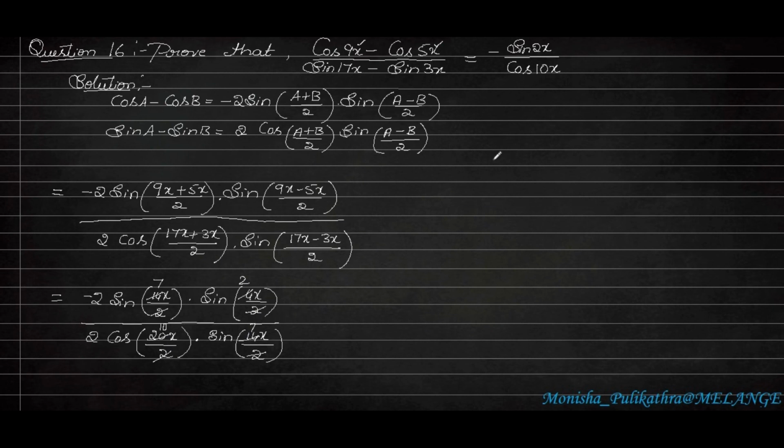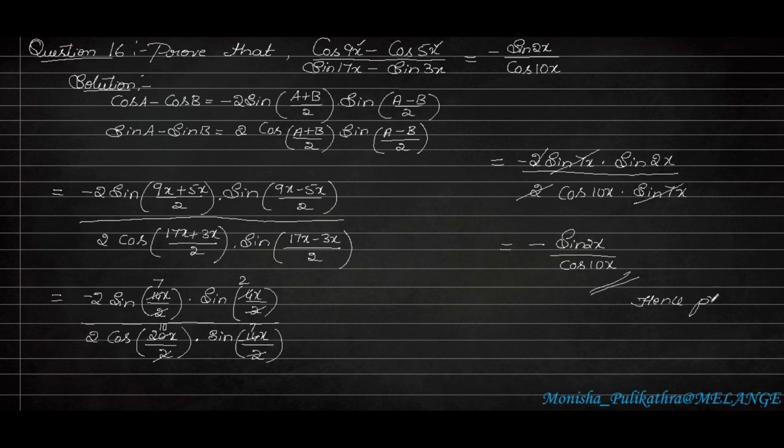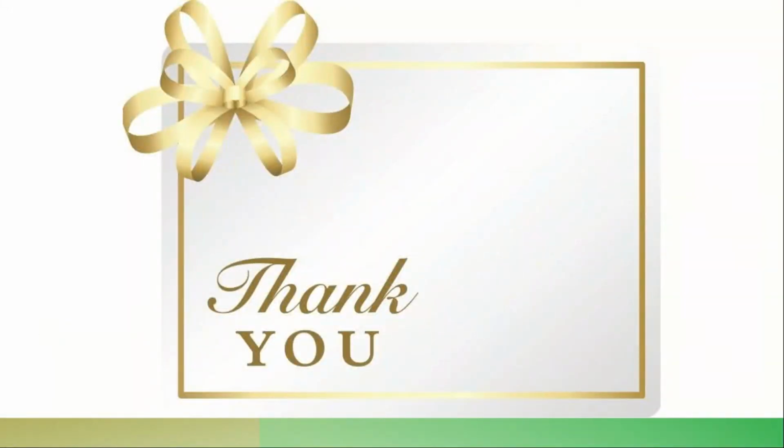Okay. So the remaining in numerator is minus 2 sin 7x into sin 2x divided by, in the denominator it will become 2 cos 10x into sin 7x. Here 2 and 2 get cancelled and sin 7x and sin 7x get cancelled. The remaining is minus sin 2x divided by cos 10x. So whatever we need to prove, we got that. So write it down, hence proved. I hope you understood this. So this was the last question of this session.